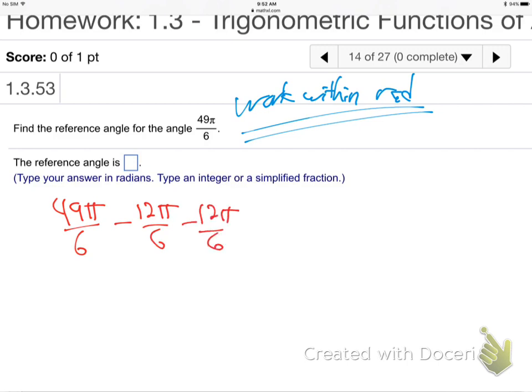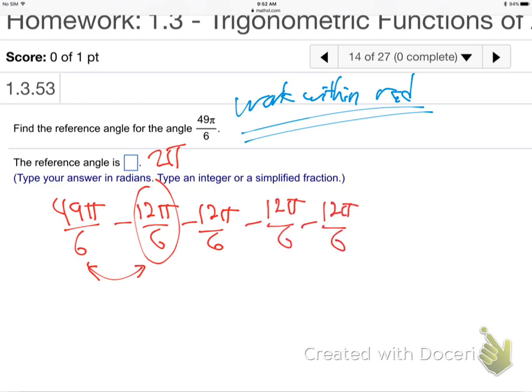Why? Where am I coming up with that? Because that's 2 pi. You see, this is 2 pi with a common denominator. So yes, it's kind of tricky. You've got to subtract a bunch of full circles, as many as you can. You just keep subtracting 12 pi over 6. You do 4 of those, that's 48, and you get down to 1 pi over 6. That's the answer. We're done.